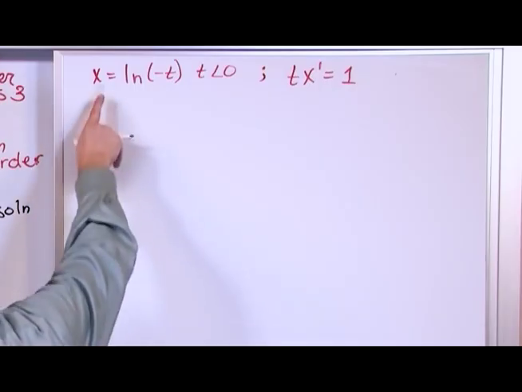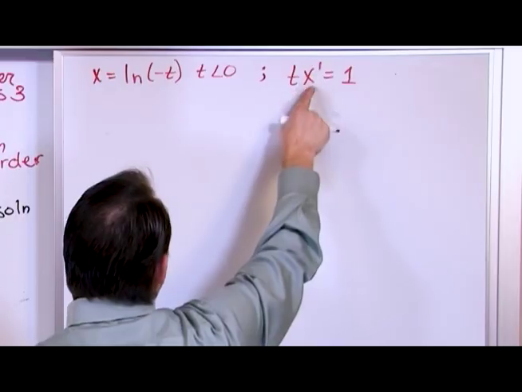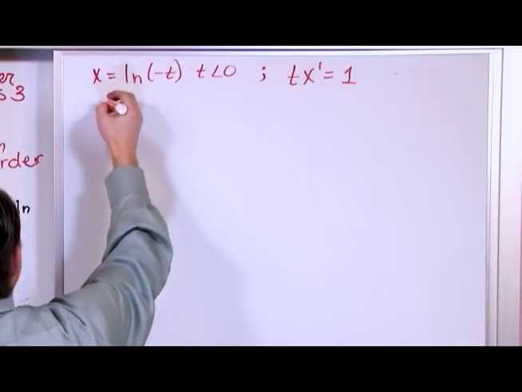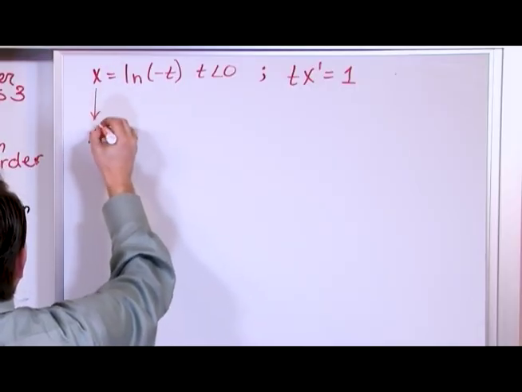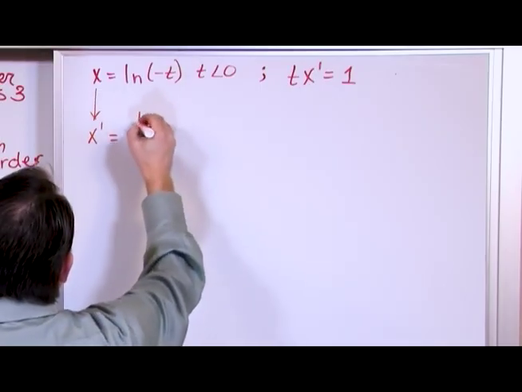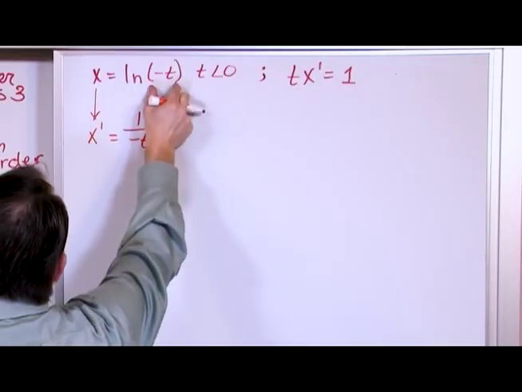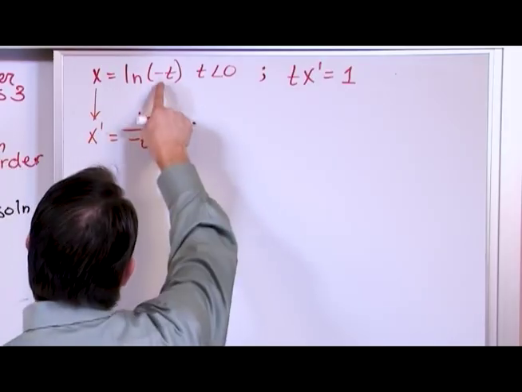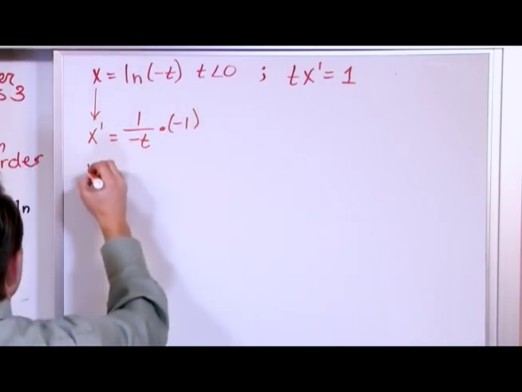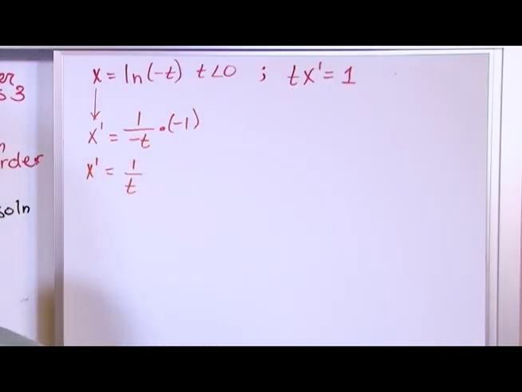So what we need to do is take this solution and plug it in here. In order to do that, we need to take the first derivative because our problem involves the first derivative. So let's do that. So x prime, the first derivative, is equal to the derivative of a natural log, which is simply 1 over the argument. But we have to multiply by the derivative of the argument. This is a chain rule, right? So the derivative of this is going to be -1. And so x prime, the derivative of x, is going to be 1 over t. That's what we're going to get.